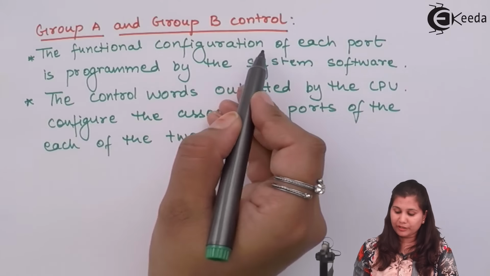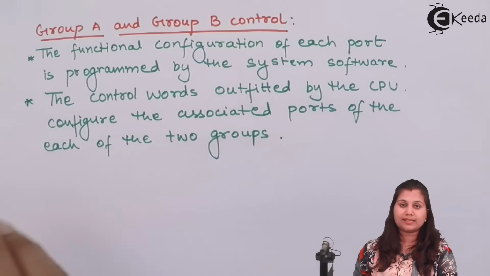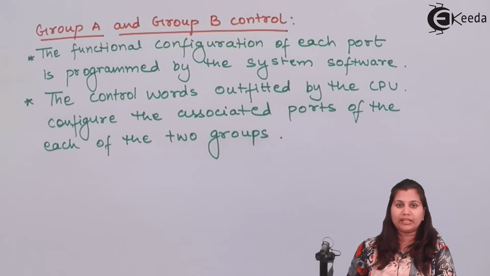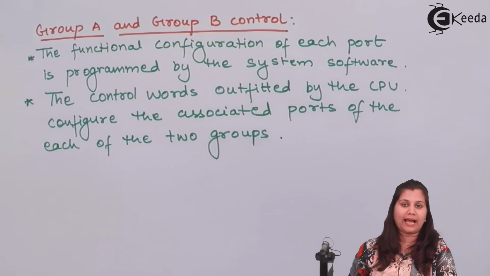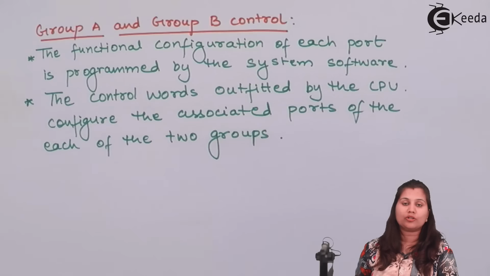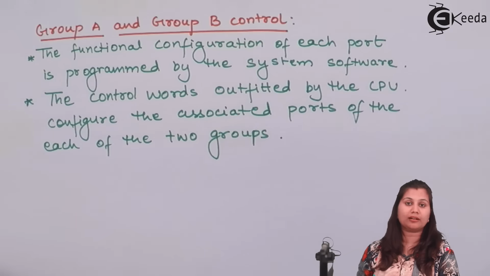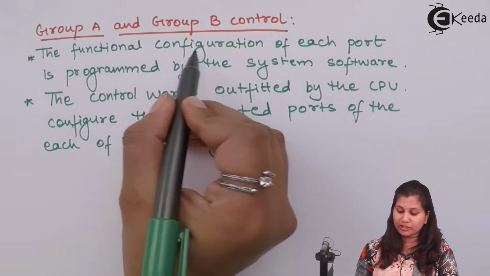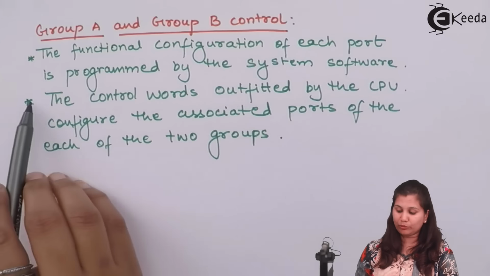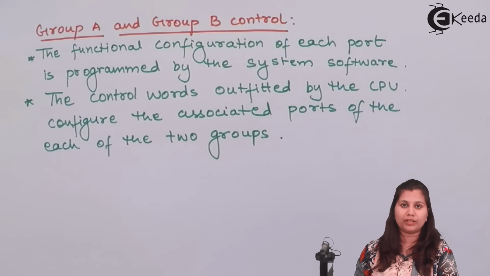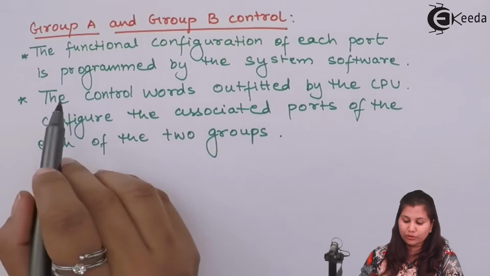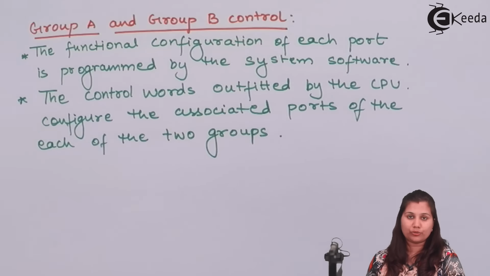So the functional configuration of each port is programmed by the system software. We have three ports and each port can act as an input port or an output port. Whether the port will act as an input or output is decided by the control word which is written in the control register. The control word is given by the CPU.